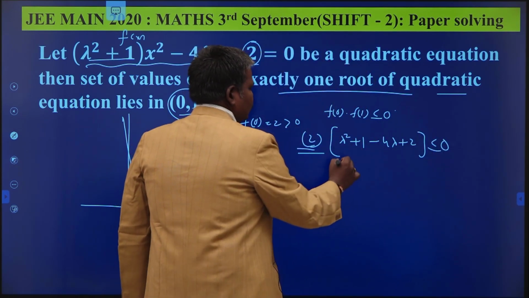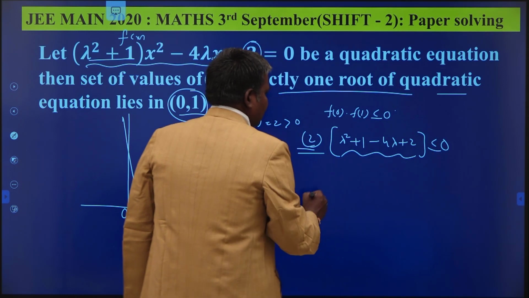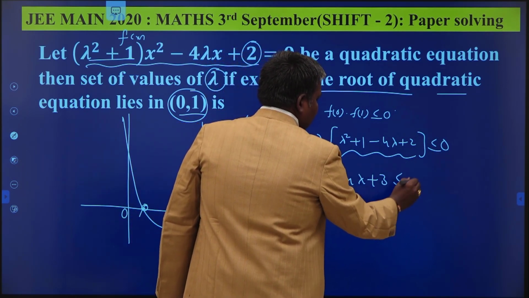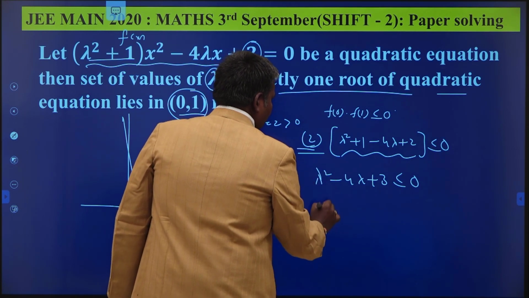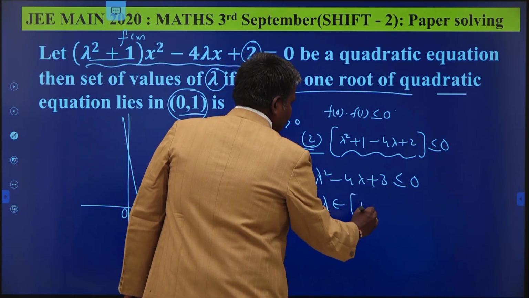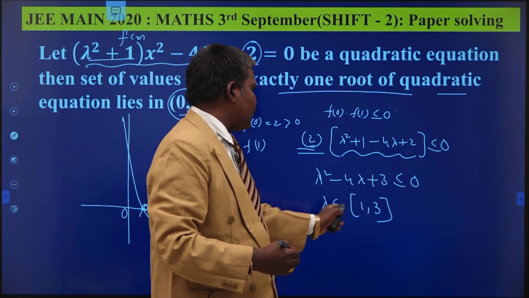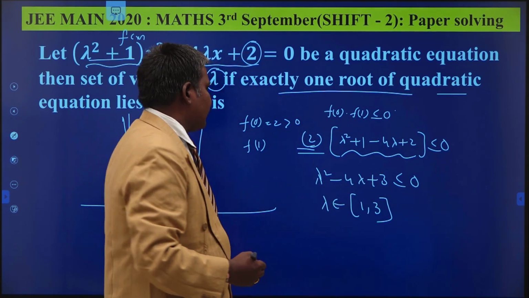This is always positive, that is why this constant should be less than or equal to 0. Lambda square minus 4 lambda plus 3 is less than or equal to 0. What about my lambda range? Lambda belongs to closed 1 comma 3. Expression and A have opposite sign, roots are 1 comma 3, lambda belongs to closed 1 comma 3.